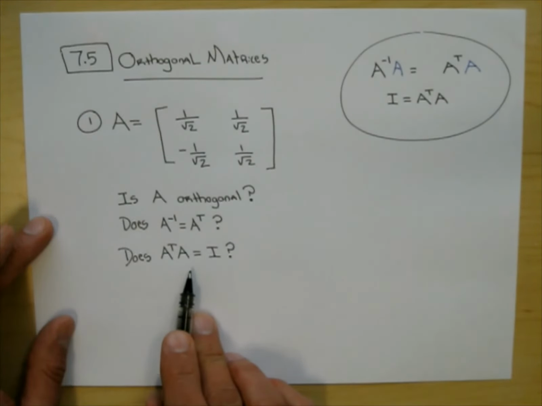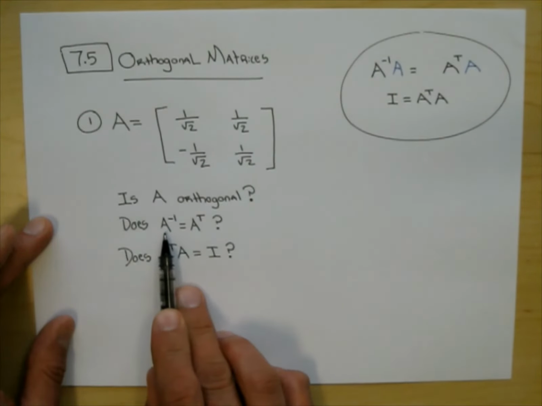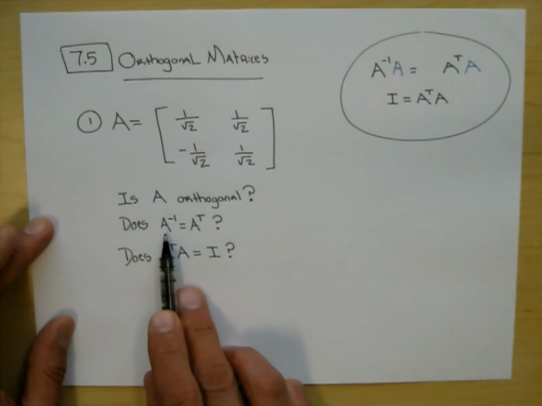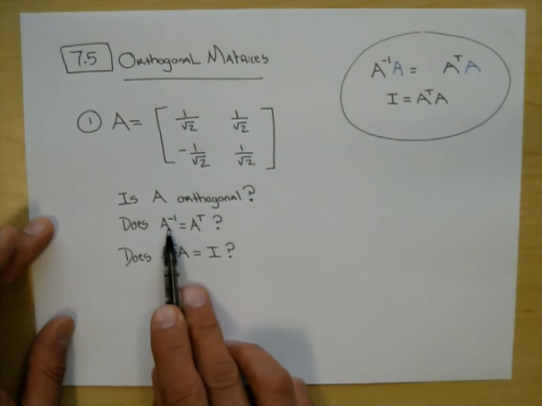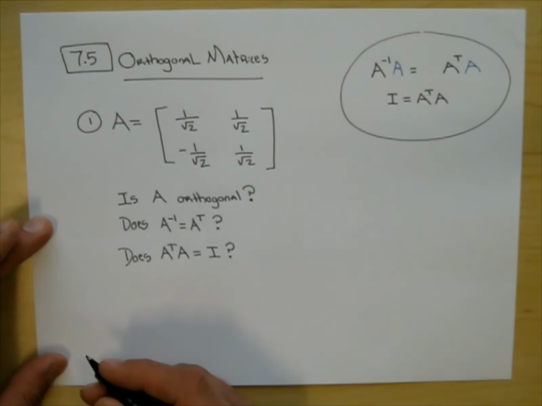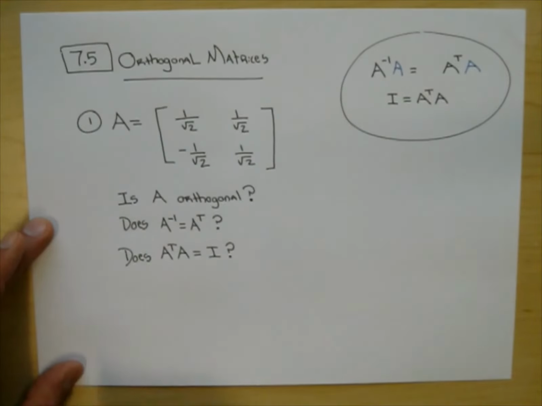Now you can do the problem the other way and compute A transpose and compute A inverse and see if they're equal, but I don't feel like doing A inverse. And if it was a 3x3 matrix, I'm pretty sure I wouldn't want to do that, and I'd like to do it this way. So let's go ahead and crank this out here.